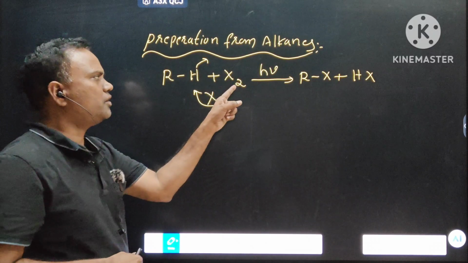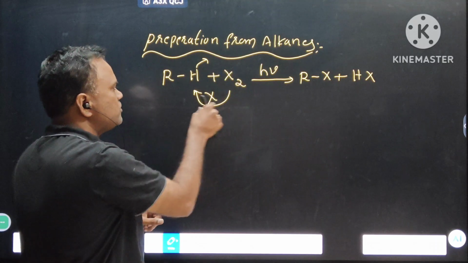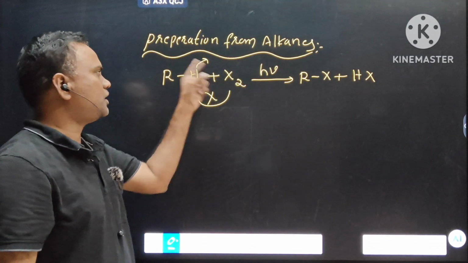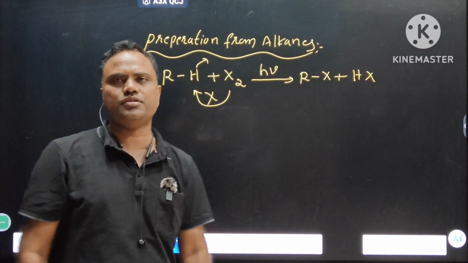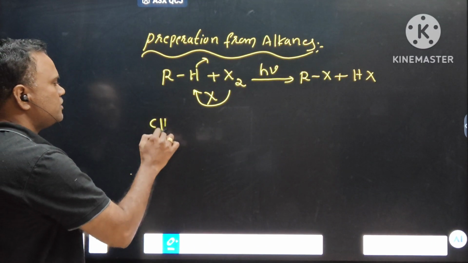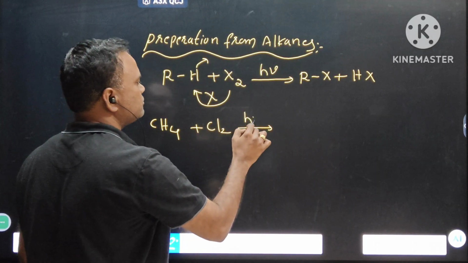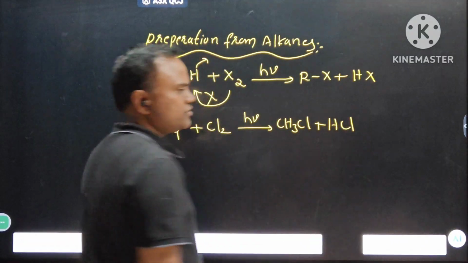alkane. See, we are taking two halogens, right? Two Cl2s or two Br2s. One Cl will attach to the R and H will come out. That H will combine with another X, eliminated as HX. Let us see one example. CH4 plus Cl2 gives rise to CH3Cl and the byproduct is HCl.